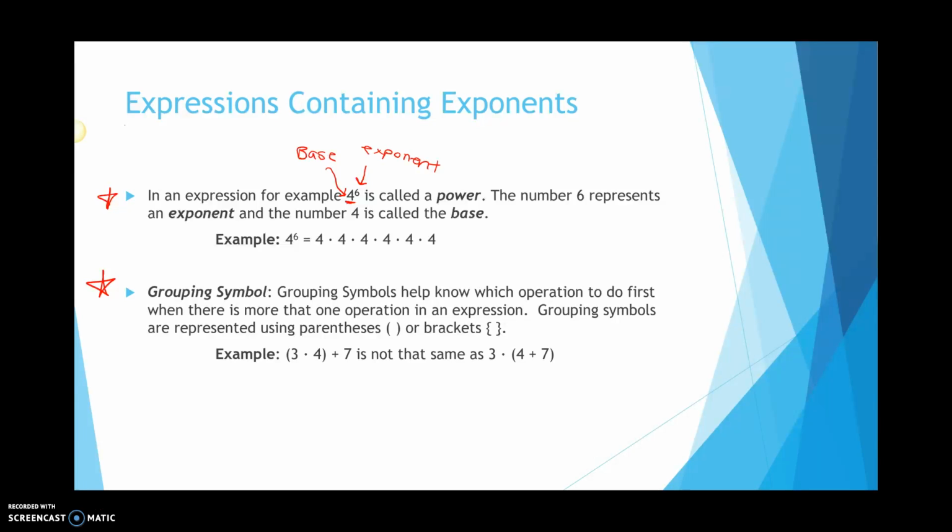When you look at this example, you have parentheses around 3 times 4, plus 7, and this is not the same as 3 times the parentheses being around 4 plus 7. In the first example, you would first multiply 3 times 4 to get 12 and add that to 7. In the second example, you would add 4 plus 7 to get 11, then 3 times 11. So that's how we would look at that differently.